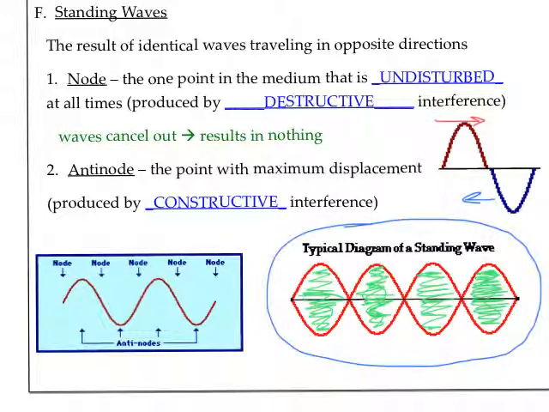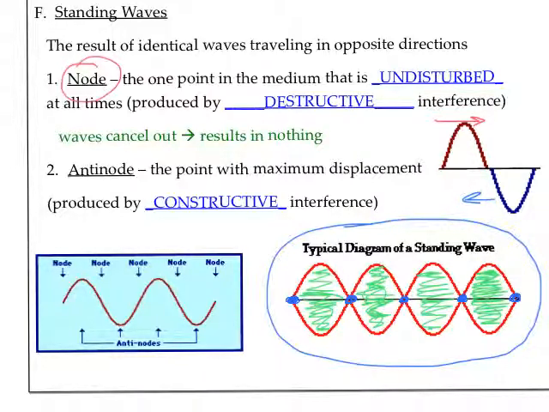As for labeling the parts of a standing wave, we have what's called a node, and that's the point in the medium that's undisturbed at all times. So there'll be parts, even though it looks like it's vibrating here, there are definitely going to be sections that don't move at all. These are perfectly still because you've got complete destructive interference, so there's no amplitude whatsoever, and that is what's called a node.